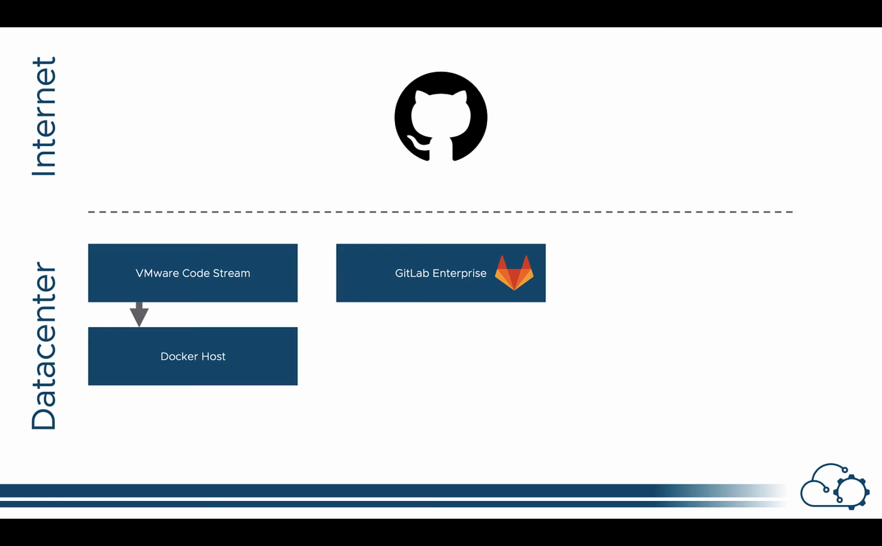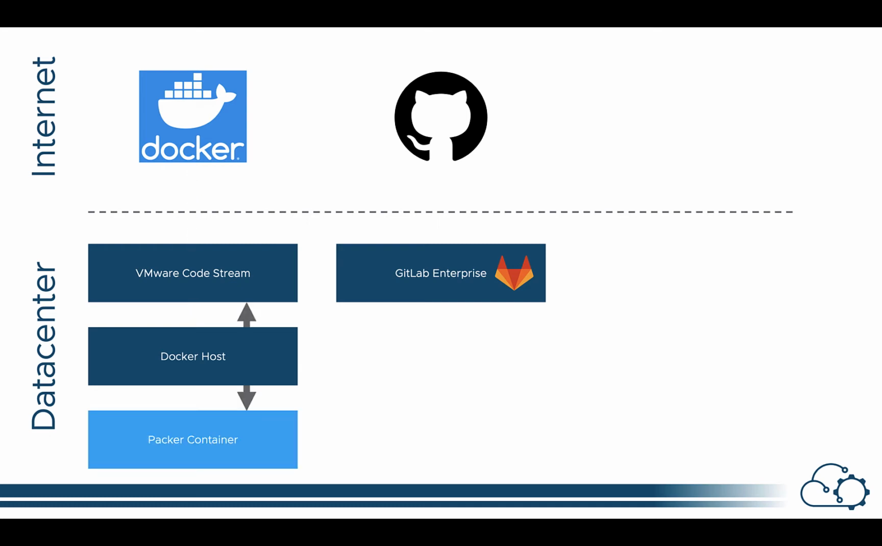The first task when that pipeline starts to execute is that CodeStream will communicate with the configured Docker host. This could even be a Docker cluster or a Kubernetes cluster, but it's just a single host in my case. It will communicate with this host and trigger it to stand up a container based off the one hosted in my Docker Hub repository. So the Docker host will download the container and spin it up.